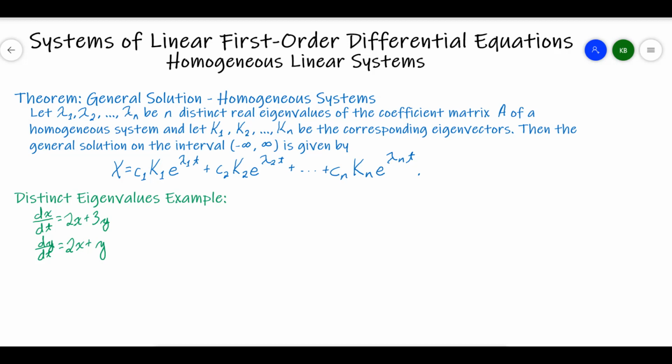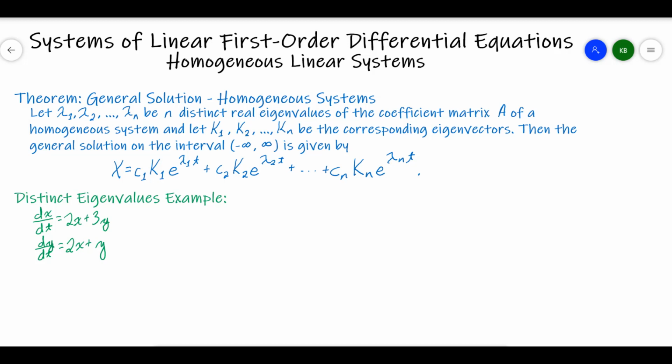You might not know what an eigenvalue is, you might not know what an eigenvector is, and so we're going to take a look at an example where we're going to find two distinct eigenvalues and then we'll find their eigenvectors. And then we'll be able to use this theorem. So we need to first find the eigenvalues. So let's talk about how we can do that.